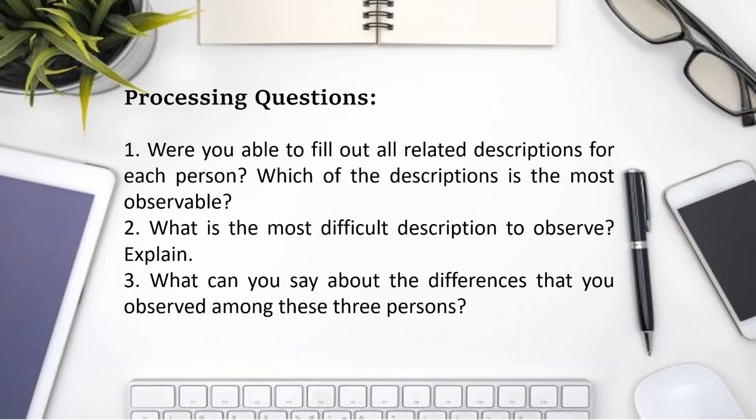Let's come now to the processing questions. 1. Were you able to fill out all related descriptions for each person? Which of the descriptions is the most observable? 2. What is the most difficult description to observe? Then explain. 3. What can you say about the differences that you observed among these 3 persons?